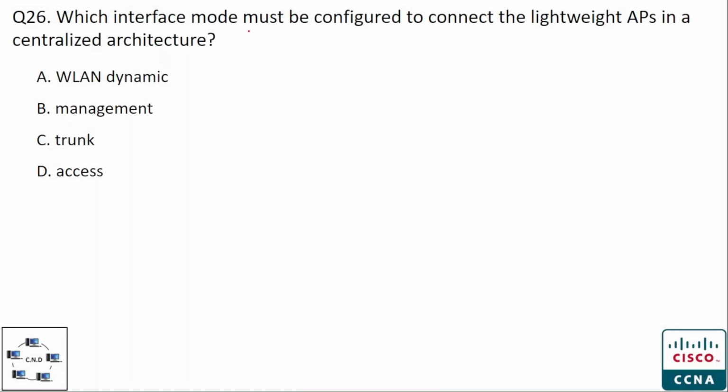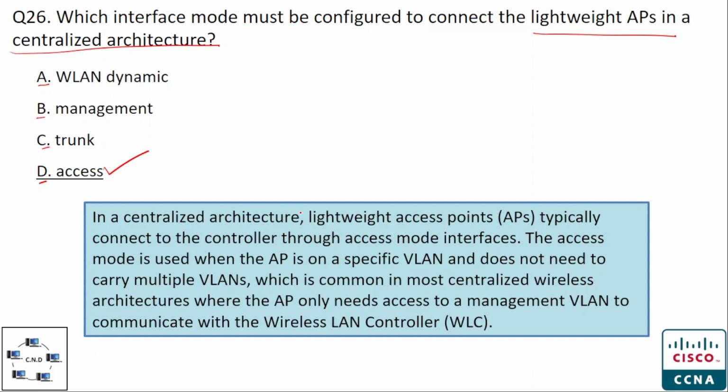Question number 26. Which interface mode must be configured to connect the lightweight access points in a centralized architecture? And the options are option A, wireless LAN dynamic, option B, management, option C, trunk, option D, access. And the correct option is option D, access. So in a centralized architecture, the lightweight access points typically connect to the controller through access mode interfaces. The access mode is used when the AP is on a specific VLAN and does not need to carry multiple VLANs, which is common in most centralized wireless architectures where the AP only needs access to a management VLAN to communicate with the wireless LAN controller.